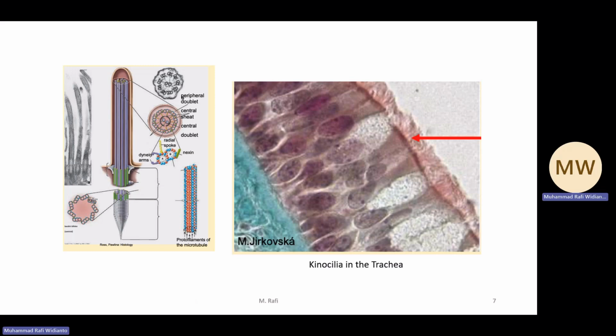And here is basically just a slide of where you would find microtubules in the kinocilia and the trachea, which you will learn more about in the respiratory system and specialized histology. And here is just another schema of microtubules.